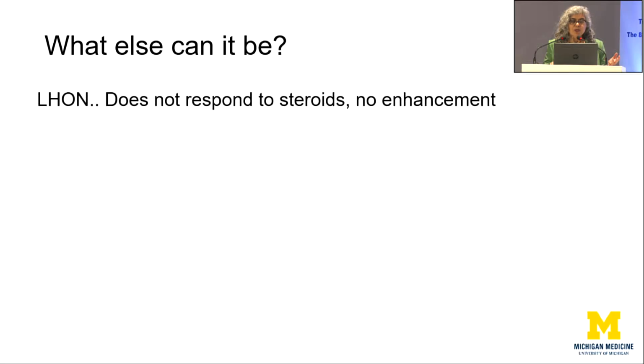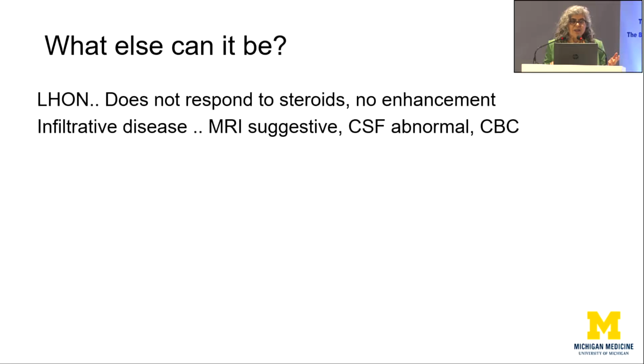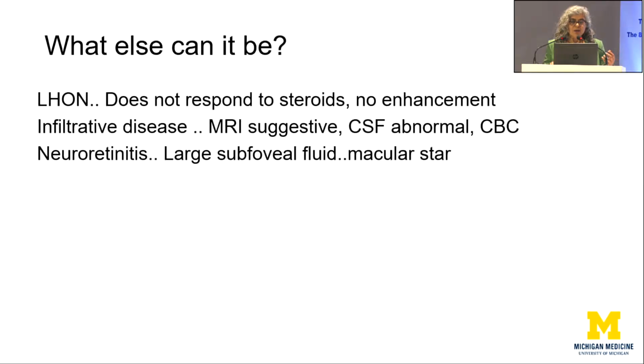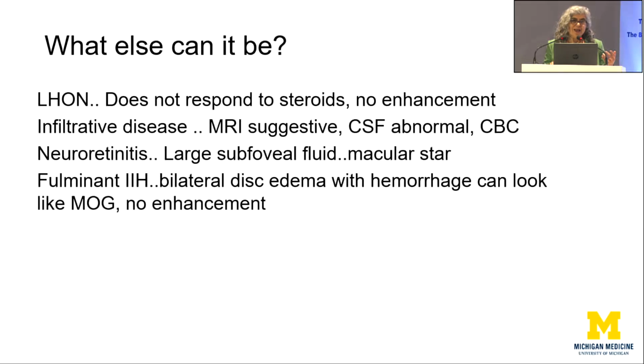Remember, there are mimickers. Leber's hereditary optic neuropathy does not respond to steroids. There is no enhancement. Infiltrative disease, if there's leukemia, the MRI can look like optic neuritis. Neuroretinitis has a large amount of subfoveal fluid and a macular star. Fulminant IIH will have bilateral disc edema with hemorrhage that can look like MOG, but there's no enhancement. And the CSF is high pressure, but no cells or protein.